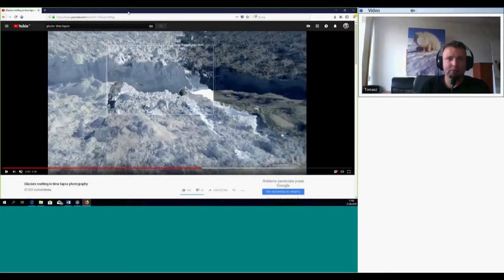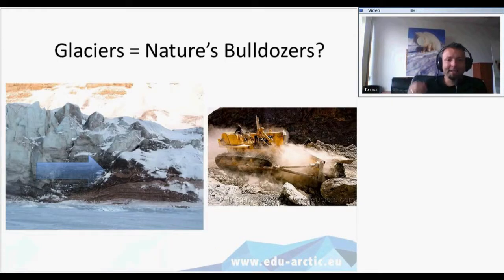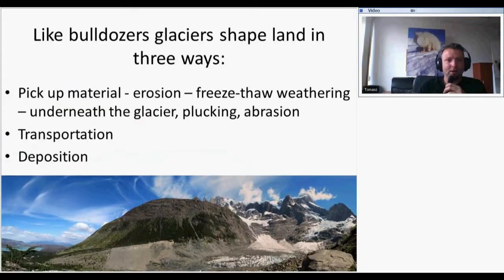Yeah, let's go back to the presentation. So, as I said, on the pictures and in the field, glaciers seem motionless. But once you have observations for longer time, you can observe them moving down, flowing down. And glaciers, it is said that they can be called nature's bulldozers. Why? Because when they move, they do such things as bulldozers. For example, they shape land in three ways.